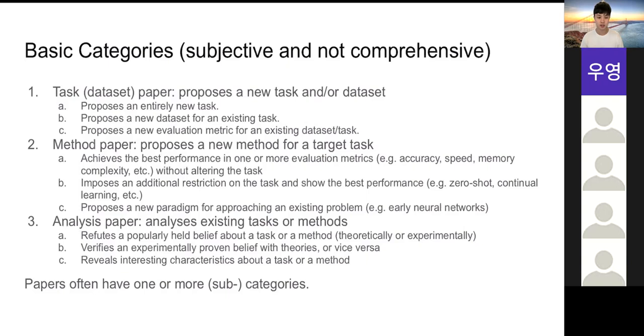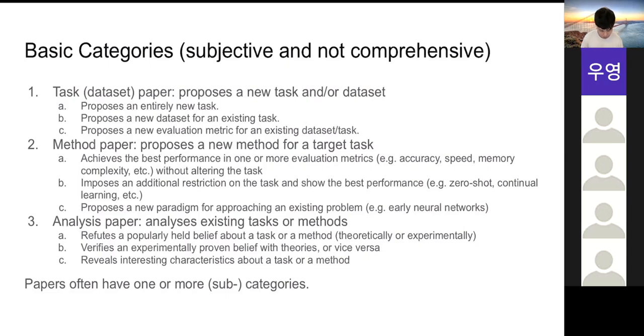And 1C is sometimes proposing a new evaluation metric for an existing dataset and task. For question answering or machine reading comprehension, for instance, the most popular evaluation metrics are F1 and exact match. But you might want to propose a new evaluation metric because existing metrics are not good enough. And of course, you will have to persuade readers why your evaluation metric is much better, and that the difference is significant enough for publication.